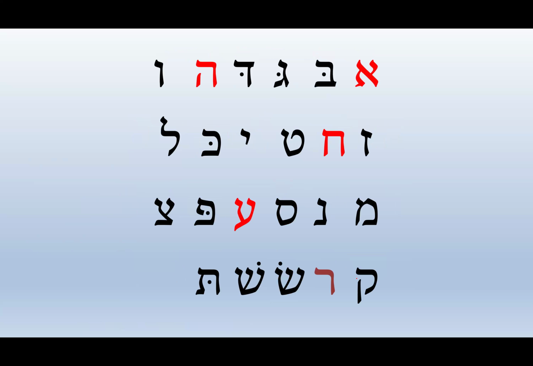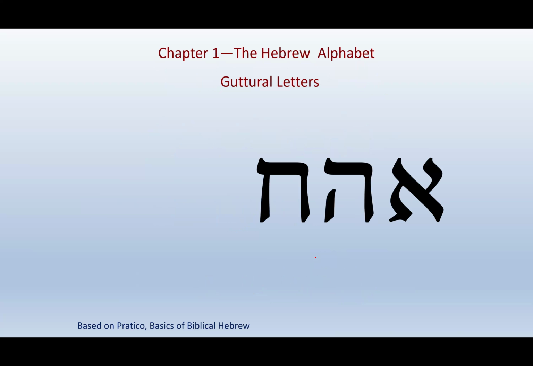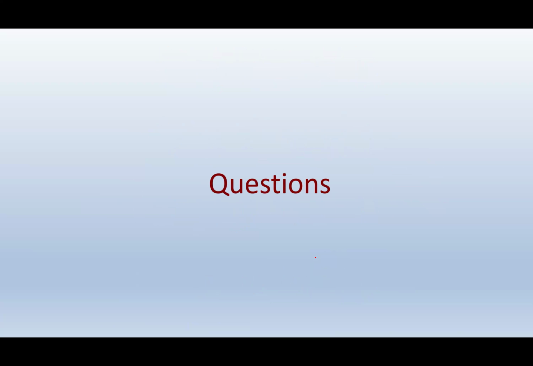Okay, then we also introduced the idea of the gutturals. And the gutturals are the aleph and the hey, the chet, the ayin. And then resh is not really a guttural, but sometimes it pretends like it is one. And we'll talk about those differences in the future, but that's not important for today's lesson. So the gutturals: aleph, hey, chet, ayin. And resh sometimes acts like a guttural.